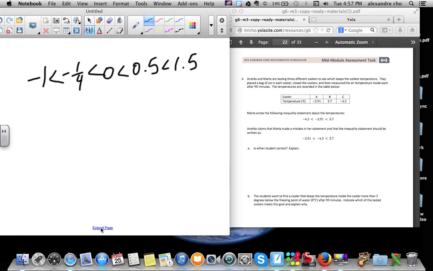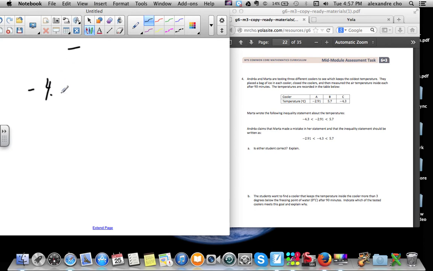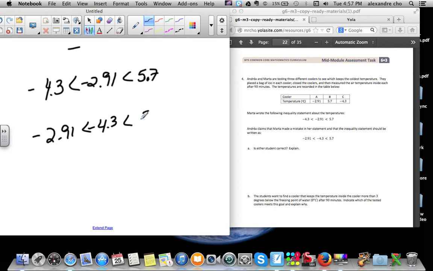Marta wrote the following inequality statement. She wrote that negative 4.3 is less than negative 2.91, which is less than 5.7. Her other friend says, no, that's incorrect. You can't write it like that. You should write negative 2.91 is less than negative 4.3, which is then less than 5.7.